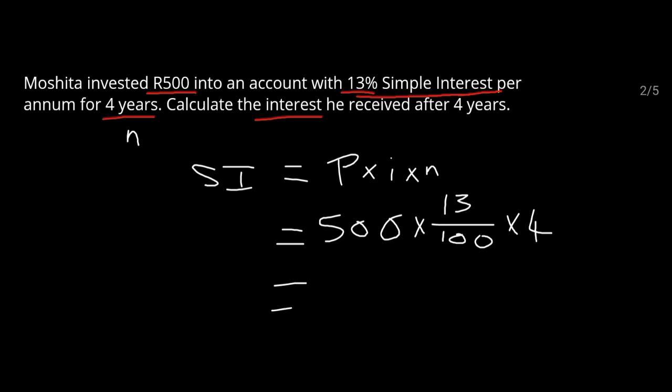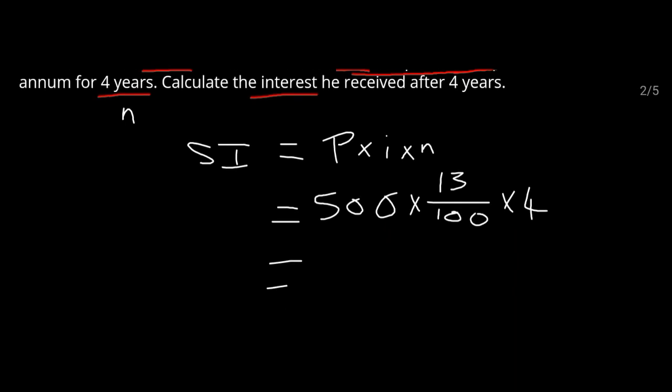And then just by doing this, you press your calculator and say 500 times. Guys, please avoid simplifying, because some people make mistakes with simplifying. Just press this as it is, and then you're going to get the value of 260 rand.